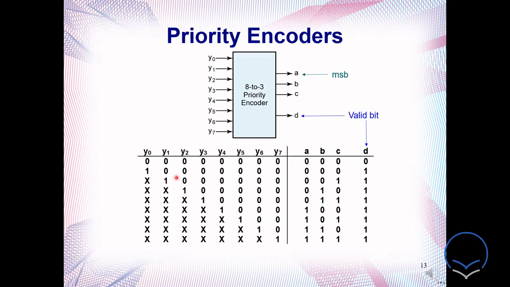As we already discussed, the higher order will get the priority. So Y1 will get the priority over Y0. That's why your Y0 doesn't really matter whether it is 0 or 1. Y1 will always get the priority. For this one, Y2 will get the priority. It doesn't matter what your Y0 or Y1 is. For this one, Y3 will get the priority because we already discussed higher order will get the priority. Similarly, here Y7 will get the priority among others.